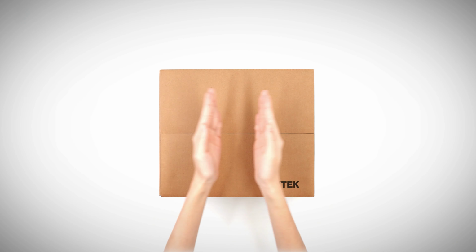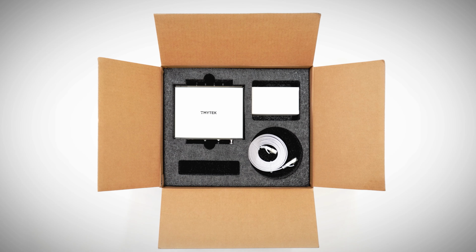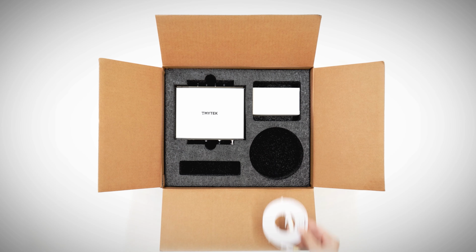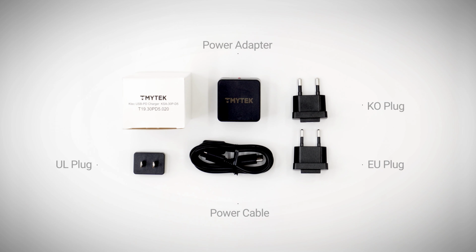Let's start unboxing. Open the box. You will see a certificate of compliance. Remove the top cover. Remove the Ethernet cable. Remove the white box. It contains a power adapter, plug and cable, all neatly packed.